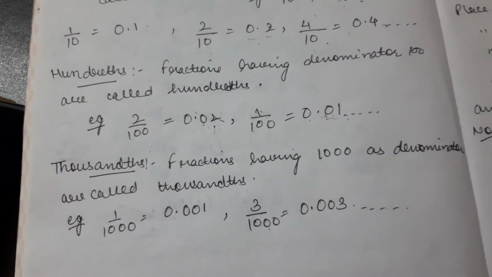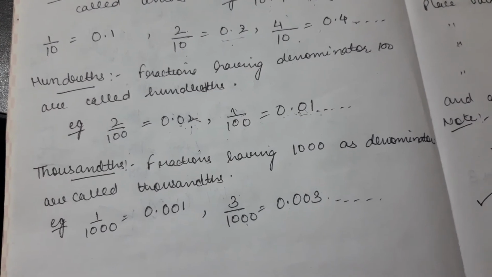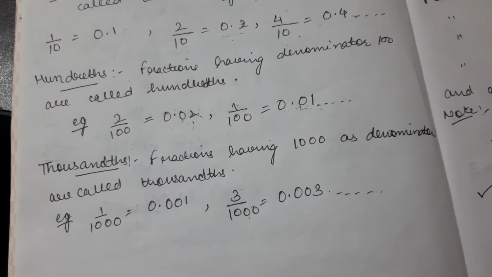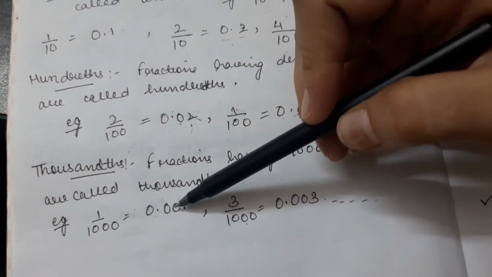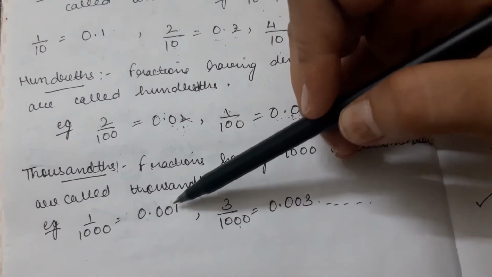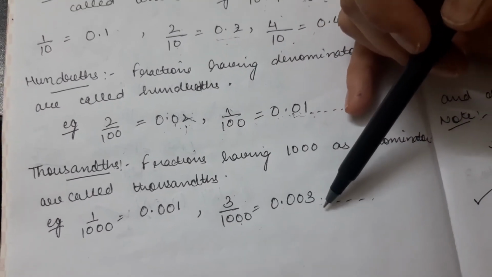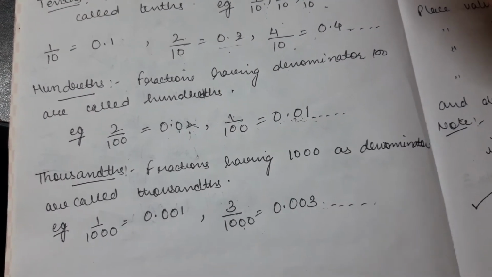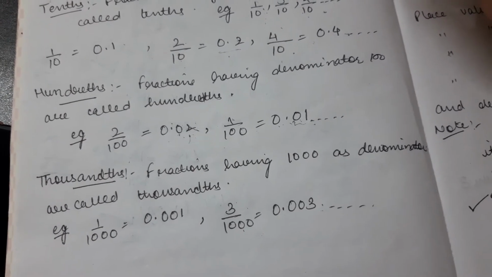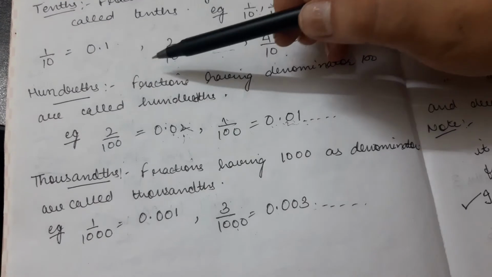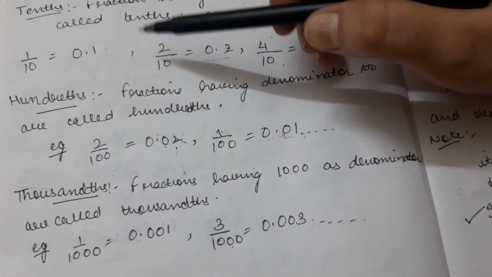Next is thousandths. Fractions having 1000 as the denominator are known as thousandths. For example, 1 by 1000. So 3 zeros in the denominator means 3 digits after the decimal. So 0.001. 3 by 1000 means 0.003. Don't get confused between thousand and thousandths, tens and tenths, hundred and hundredths. Hundredths means 1 by 100, and hundred means simply 100.